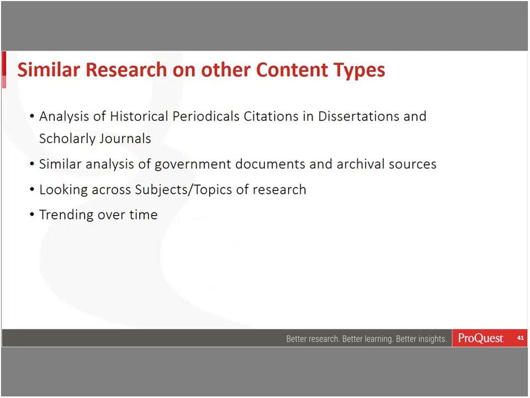So we're looking at our historical periodicals collections, and we're looking at our dissertations and thesis database, as well as our scholarly journals on our platform to see if we're starting to see these same trends emerge. So we're looking across subjects and topics of research, we're looking at geographic dispersion, and we're looking at trends over time. So we're starting to see some of the same sort of patterns we saw with news, which then again further inspired us to start looking at things like government documents and archival sources, which are a little bit harder to attribute to a particular product, which isn't really what our goal is. We were just more looking for the different content types.